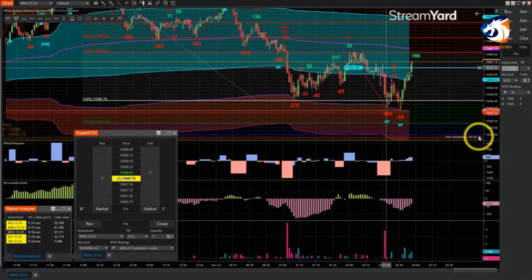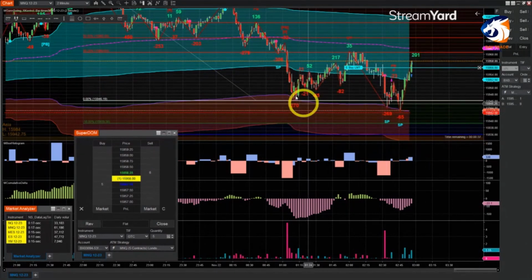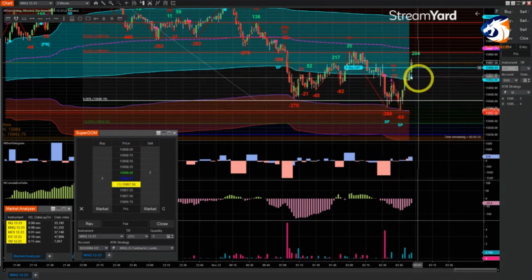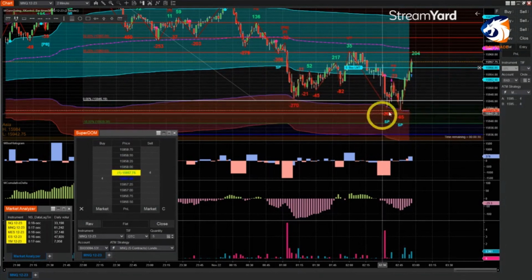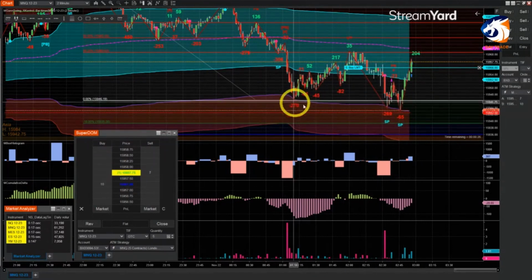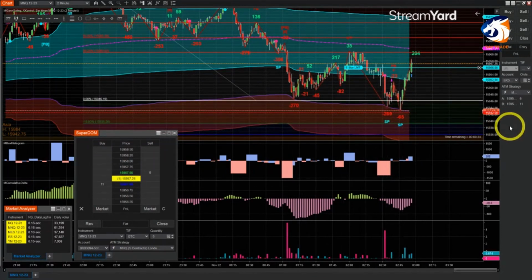since we're bouncing off. You can see how this tested that minus two here and bounced off, minus two here, bounced off, minus two here again. Consistency, see that? That minus two deviation is actually pretty strong. Tested it here, and tested it here. What did it do? It just bounced off.